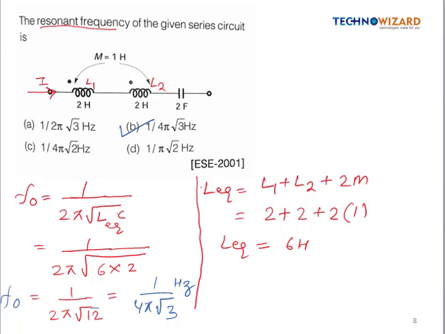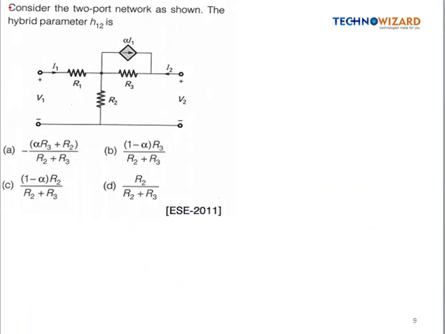Okay, next question: consider the two-port network as shown. The hybrid parameter h12 is? So for this network we have to calculate the h parameter h12. So let's see what the h parameter is. The h parameter is defined as follows.